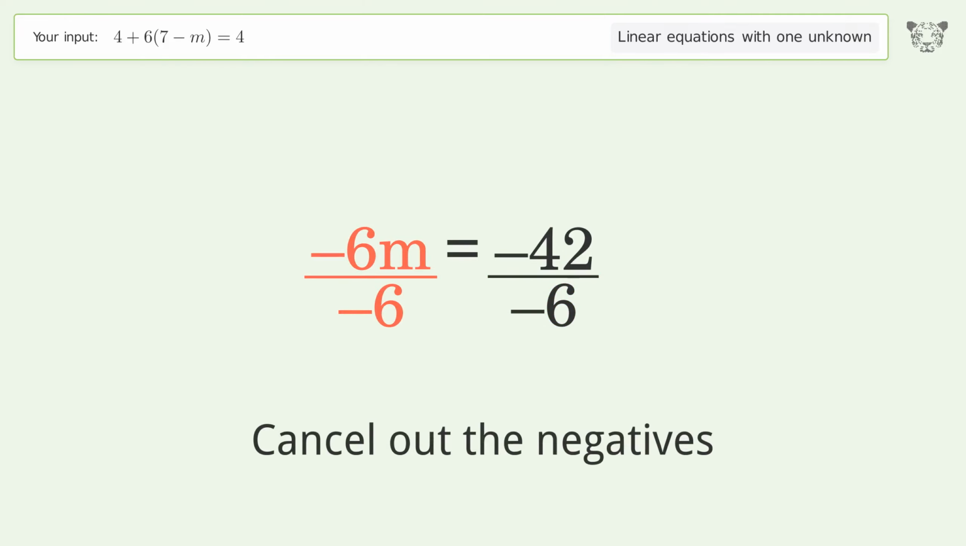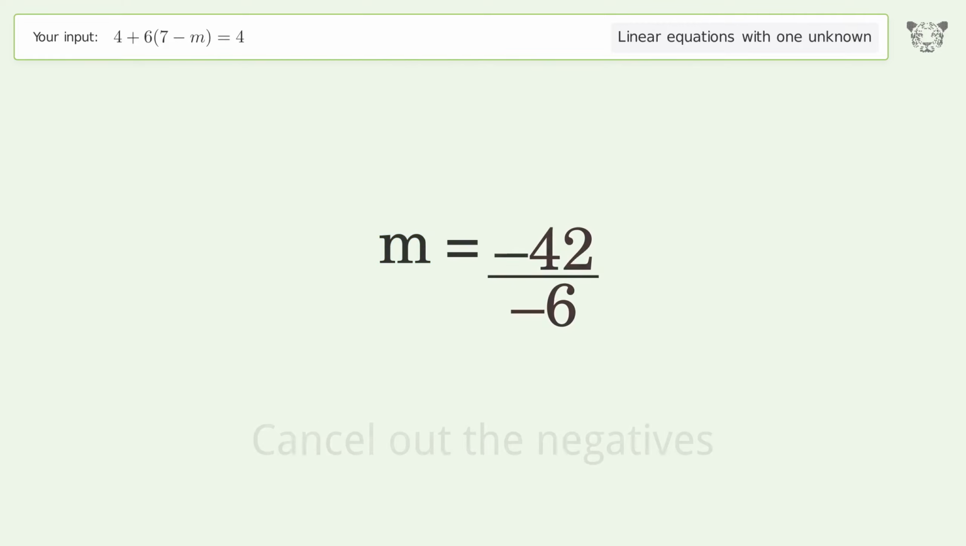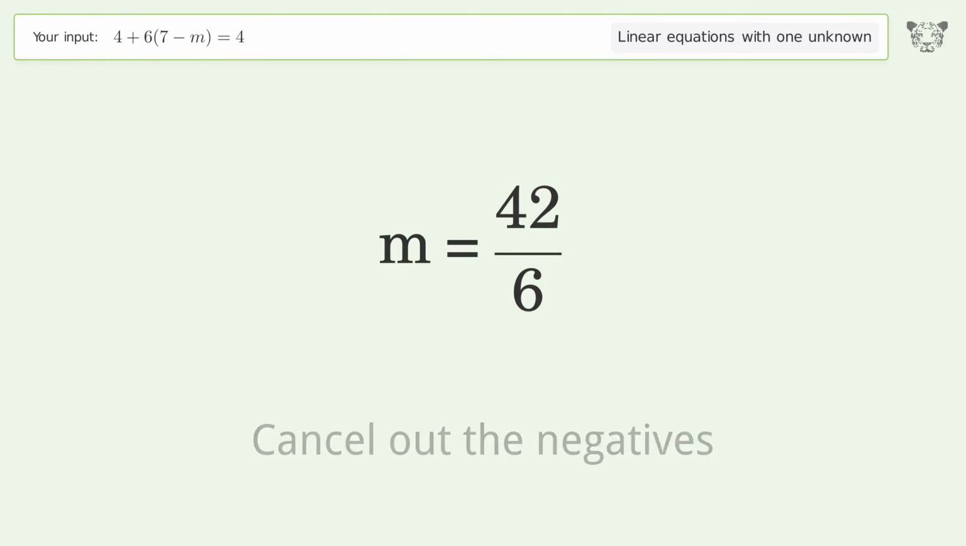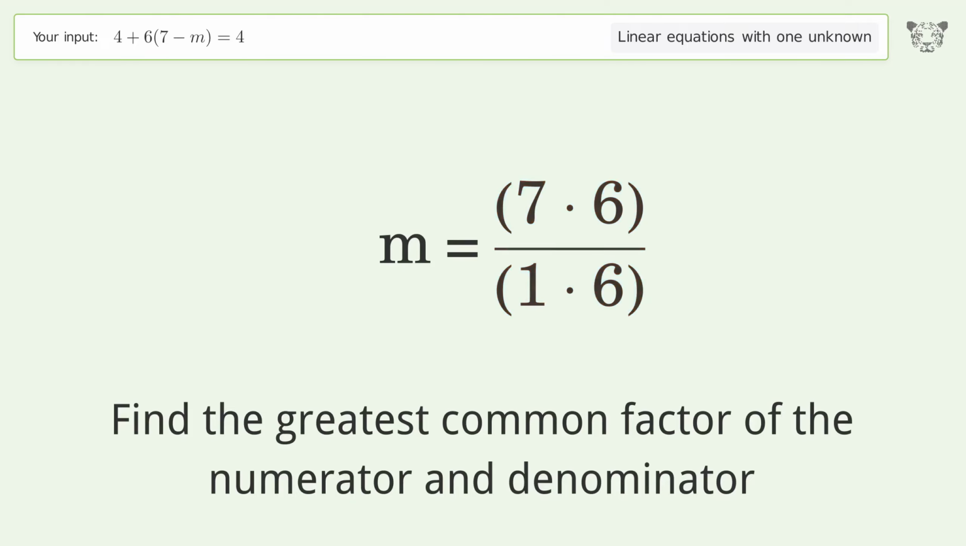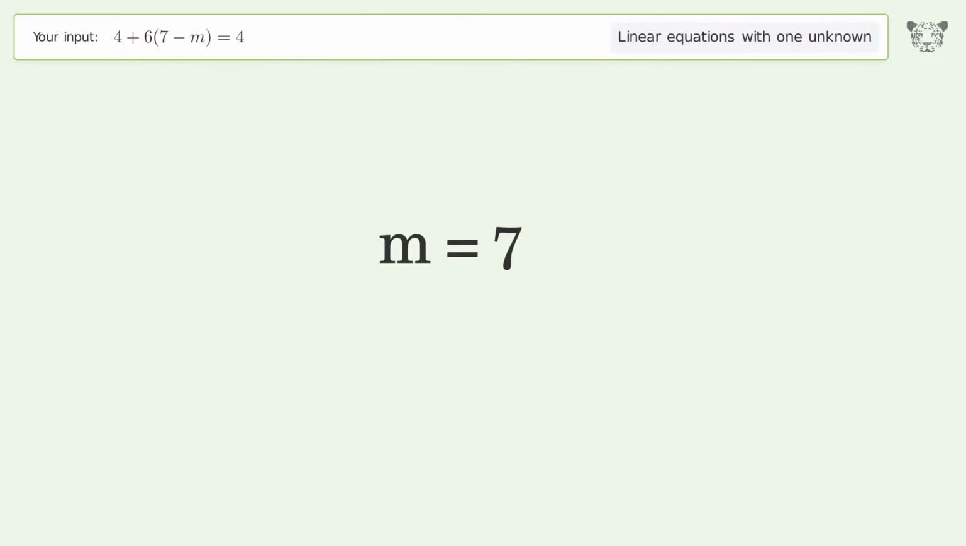Cancel out the negatives. Simplify the fraction. Cancel out the negatives. Find the greatest common factor of the numerator and denominator. Factor out and cancel the greatest common factor. And so the final result is m equals 7.